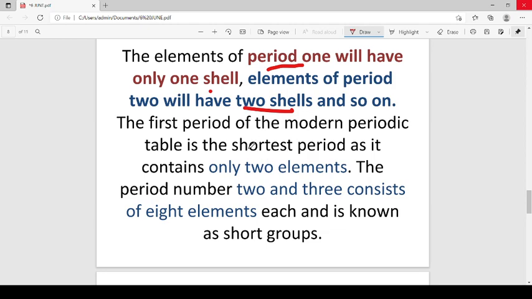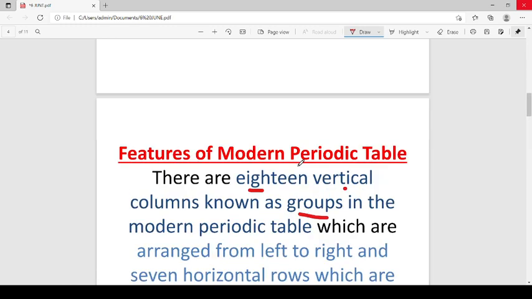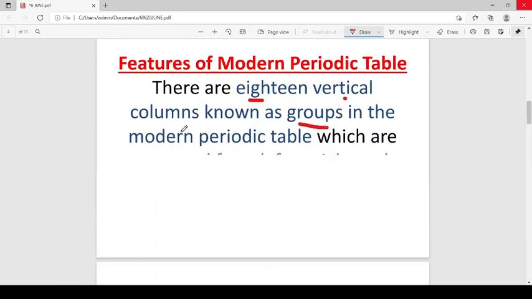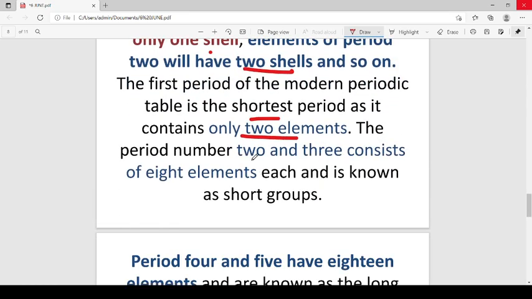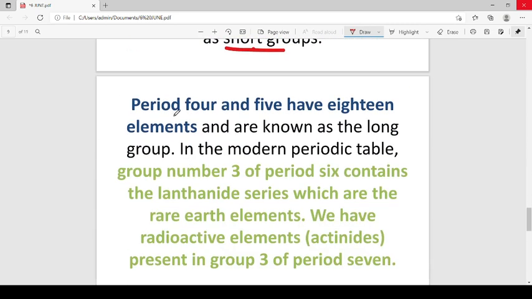The first period of the modern periodic table is the shortest period because it contains only two elements. That's why it is the shortest one. Periods 2 and 3 consist of 8 elements and are known as the short periods. Period 4 and 5 have 18 elements and they are known as the long periods.